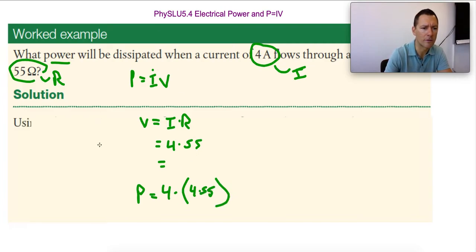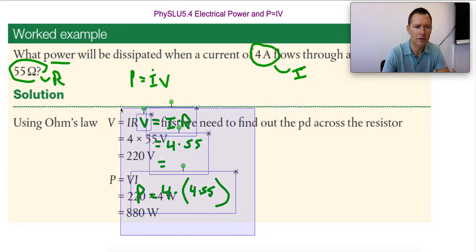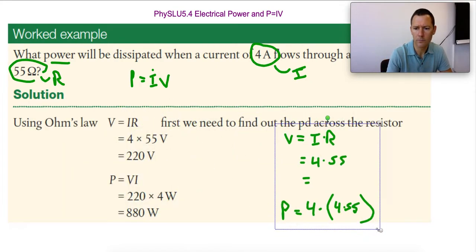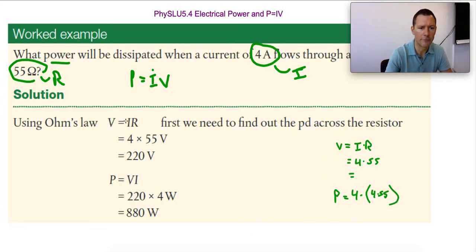I think that's what they did here, if I didn't jump the gun. Get my scribble out of the way. Cool, so they first found the voltage and then used that to find the power.